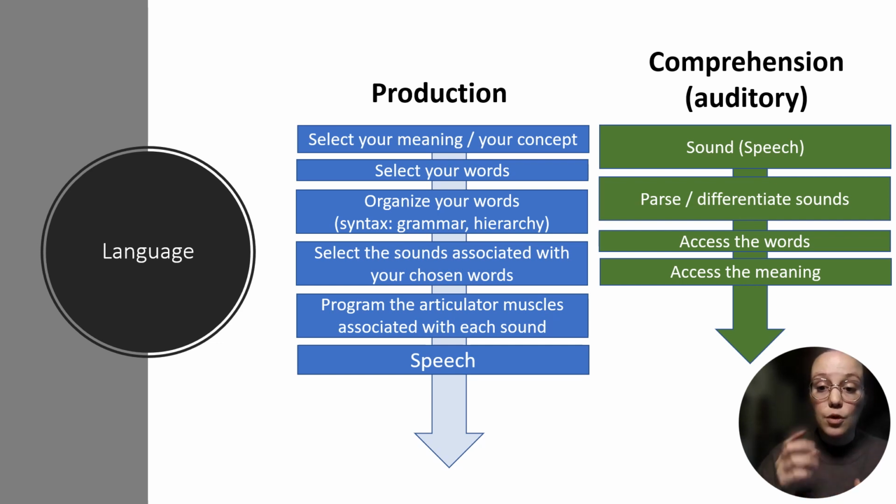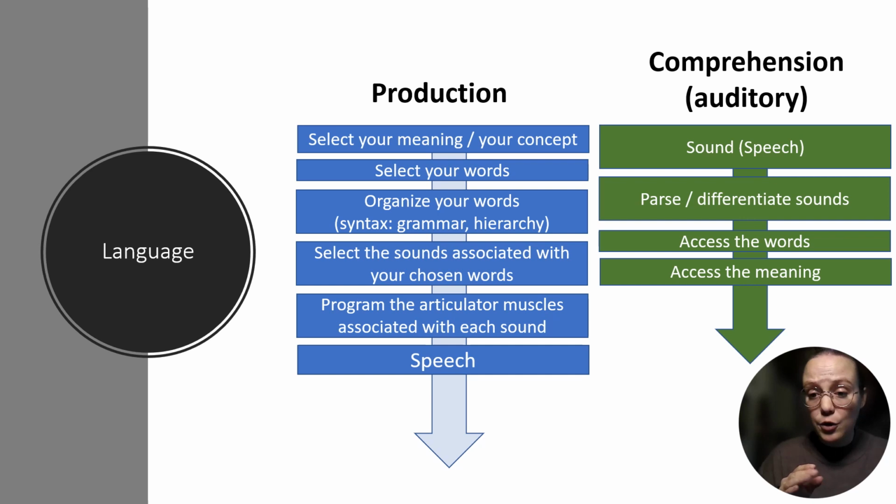We need to program the articulators, meaning tongue, lips, cheeks, to say the sounds correctly. And then we need to execute. We need to actually move those articulators to produce speech. So those last 2 are actually speech, whereas the first 4 are language. In auditory comprehension, it's a little bit reversed, understandably so. You're hearing things coming in. You're having to differentiate that phonological information and then access the words and their meanings.